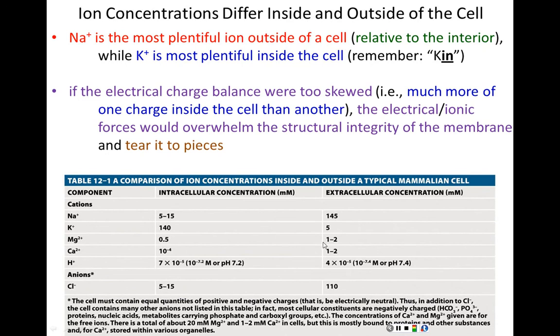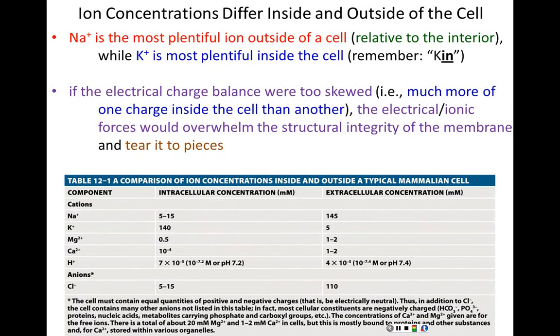All of this is on purpose. All of this is a finely balanced, choreographed balance, for lack of a better word, of charge and concentration. If the overall net electrical charge were too skewed, in other words, if we were much, much more positive inside the cell than we were negative, those electrical or ionic forces would just tear the cell membrane apart. You would have too much electricity, for lack of a better way of saying it, going around within the cell. So it's critically important for the cell to keep the overall charge balanced.